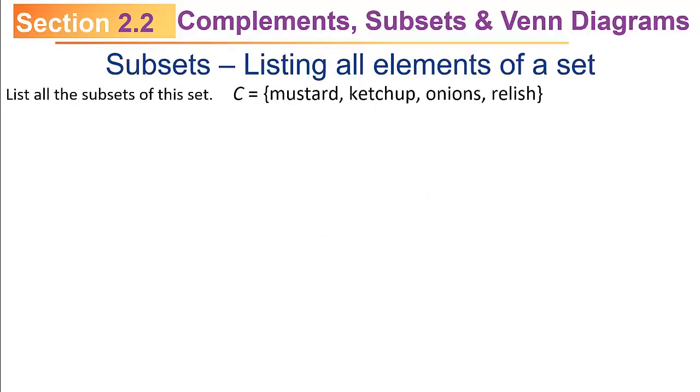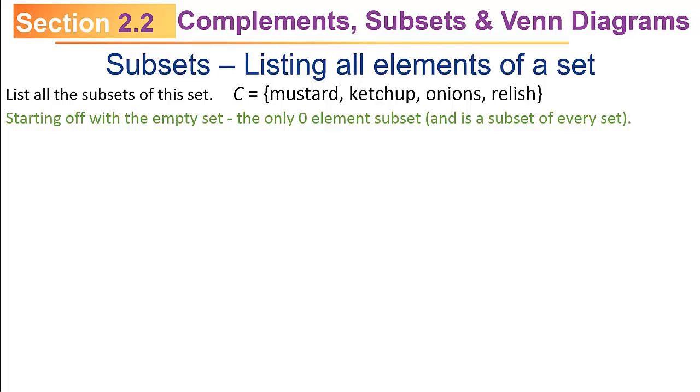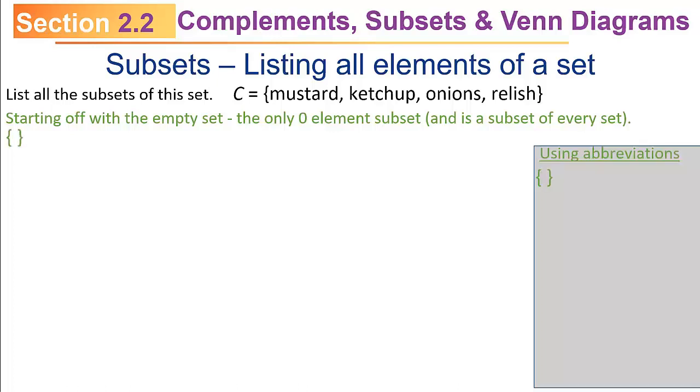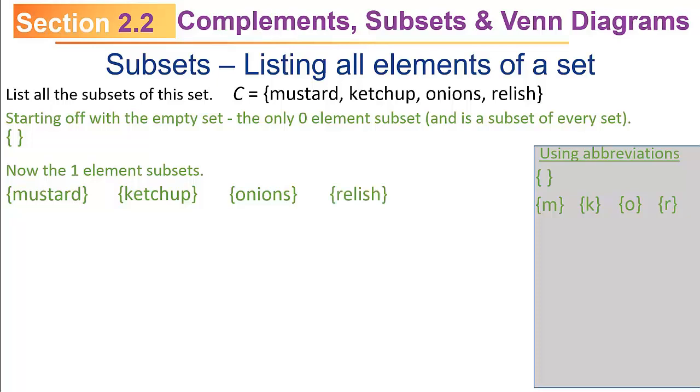Let's list every subset of this set. Say we have a capital C set, which maybe C stands for condiments, and the elements are mustard, ketchup, onions, and relish. Starting off with the empty set, because we've already discussed that the empty set is a subset of every set. That's the only subset that doesn't have any elements. Now let's move up to the one element subsets. We just take each condiment one at a time and put it in a set. So you start off with mustard, you do ketchup, you do onions, you do relish. That's all the possible subsets with just one element.